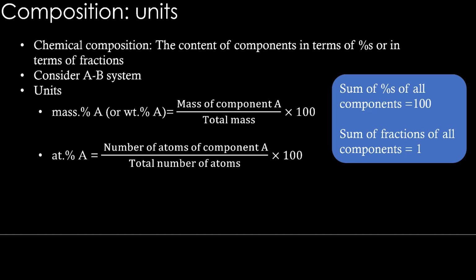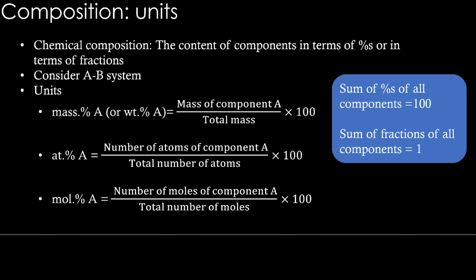Atomic percentage of A is the number of atoms of component A divided by the total number of atoms multiplied by 100. So this is also quite straightforward. Mole percent may be slightly tricky. It is the number of moles of component A divided by the total number of moles multiplied by 100. Let's look at this mole percent in more detail.